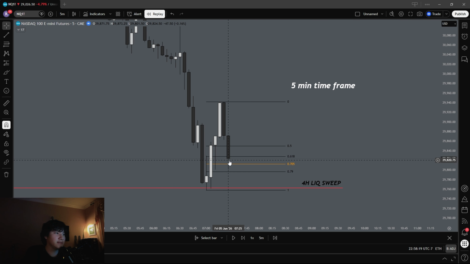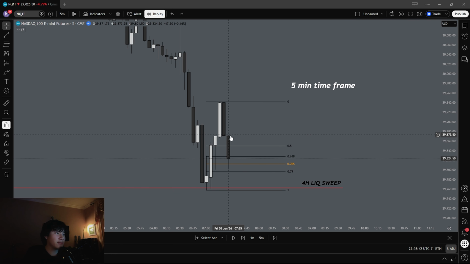And as you can see, we left a huge giant wick right there on the 0.705 level. Now, the reason why we target the 0.705 level instead of 0.79, the 0.618, or the 0.5 level is because the 0.705 level is the most premium to us. So think of it like this.